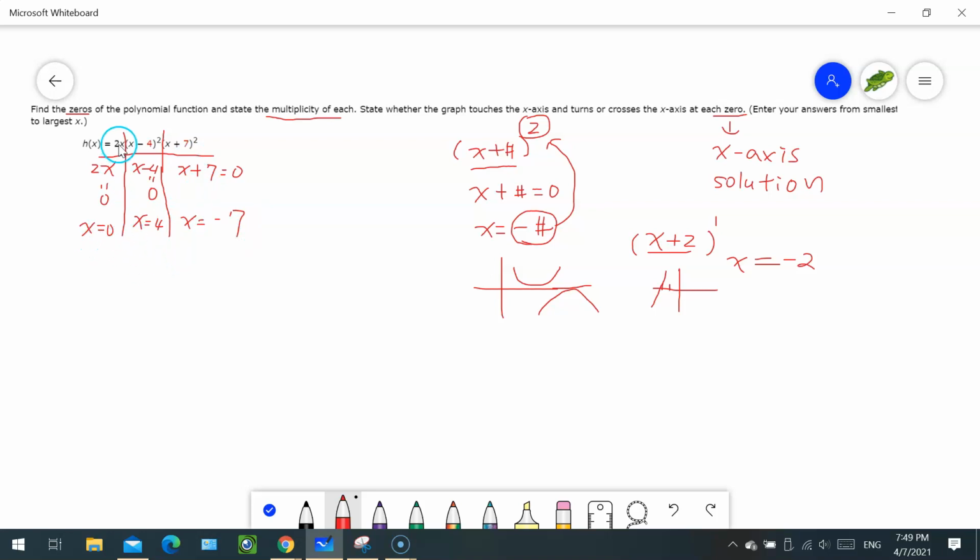So that means we set x equals 0. So x has no power on the top, which is 1. So this number indicates the multiplicity is 1. So since the multiplicity number is an odd number, we know at that point the graph just crosses the x-axis.